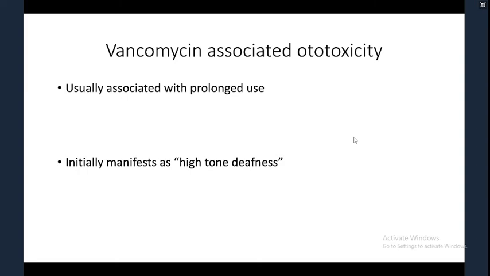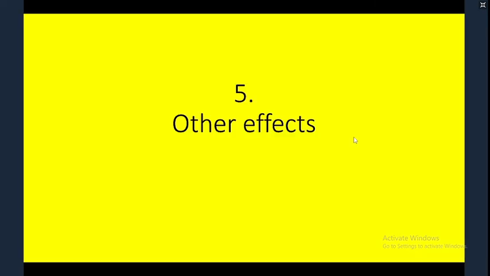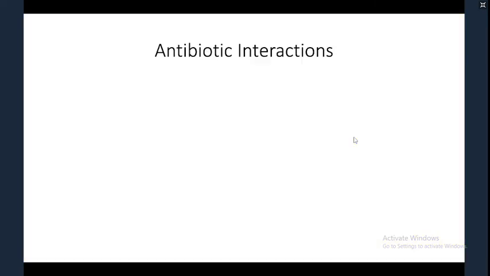So if you are suspecting high tone deafness in a patient after prolonged usage of vancomycin, as in the case of treatment for infective endocarditis, you can always refer the patient to an ENT surgeon and test for high tone deafness. As a policy in Kandy, we had a policy to test for high tone deafness if we are continuing vancomycin for more than 10 days while treating cases of infective endocarditis.